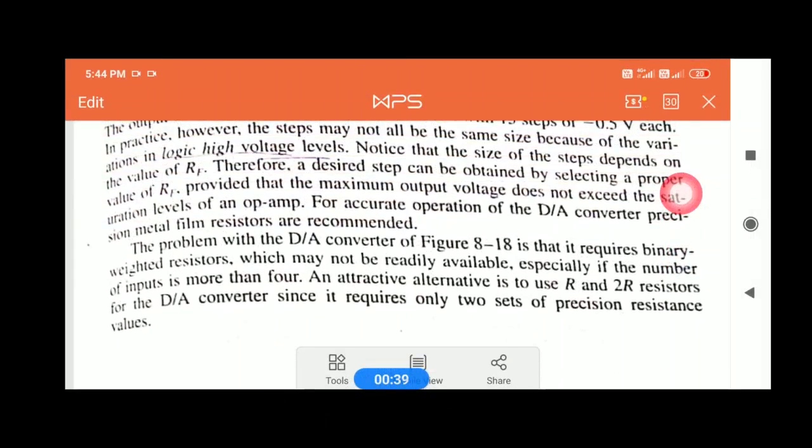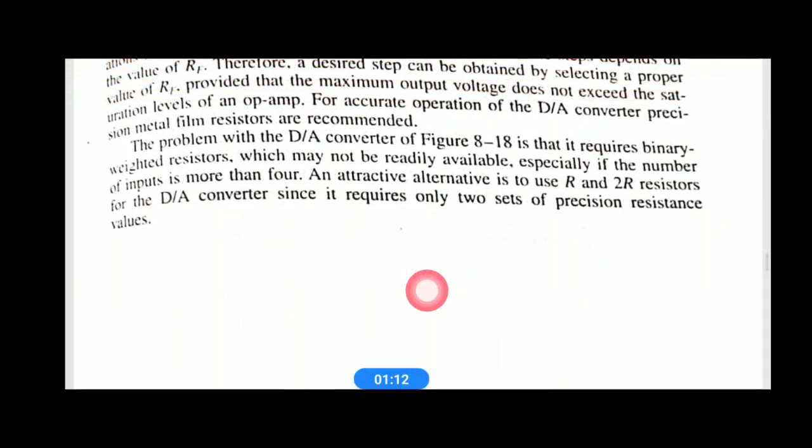The main disadvantage or problem with the digital to analog converter using binary weighted resistor is that the binary weighted resistors may not be readily available, especially if the number of inputs is more than 4. The attractive alternative is to use R to 2R resistor for the D to A converter, since it requires only two sets of precision resistance value.